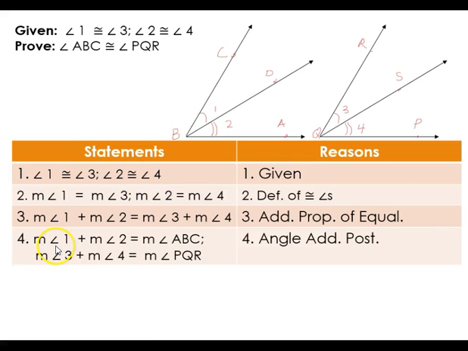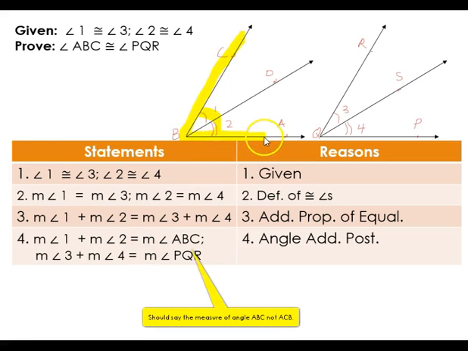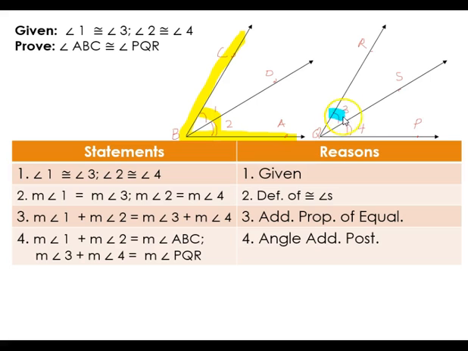Step 4, the measure of angle 1 and the measure of angle 2 is equal to the total measure of angle ABC. And the measure of angle 3 and the measure of angle 4 is also equal to the measure of angle PQR. This is the angle addition postulate.